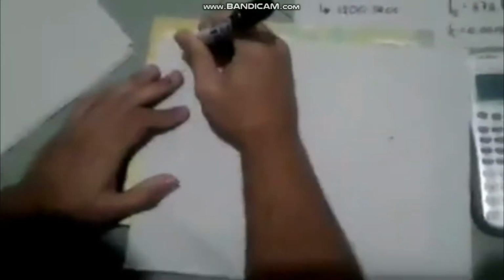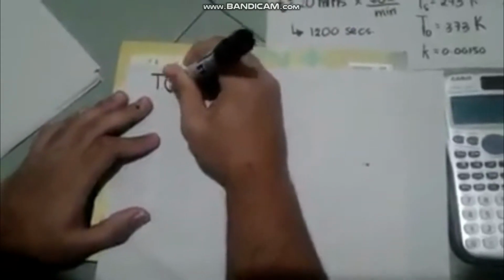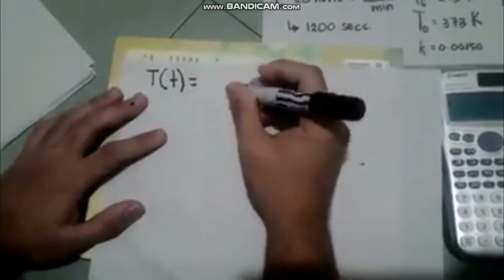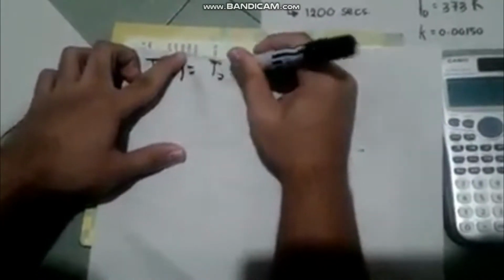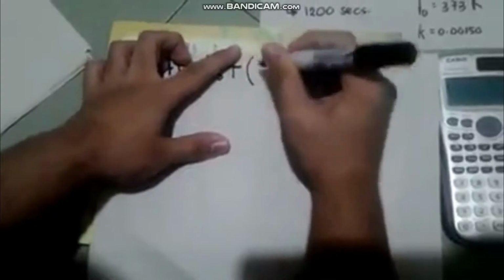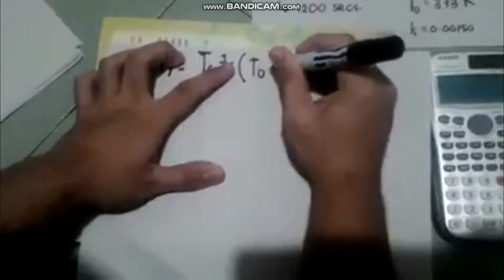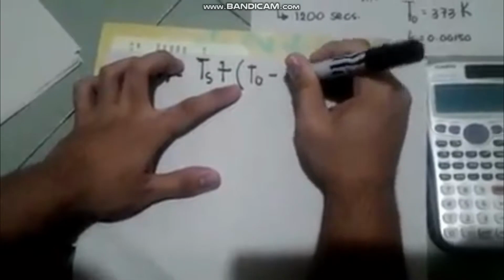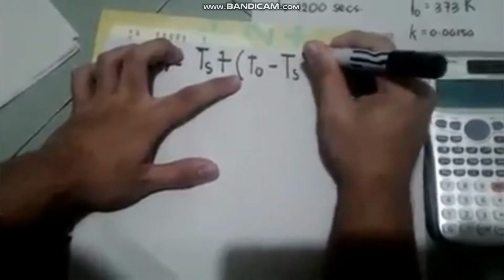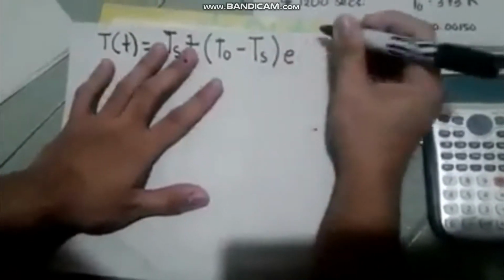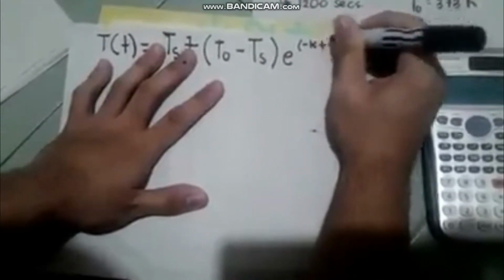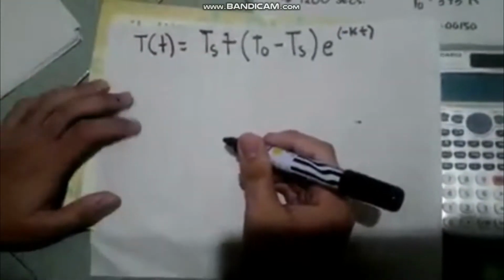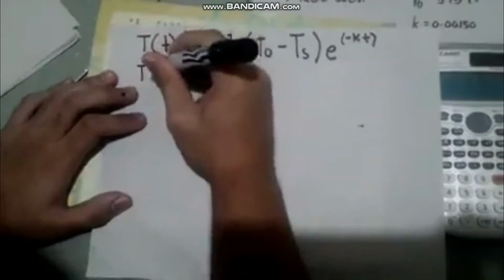So the formula is equal to the surrounding temperature plus the quantity of the object temperature minus the surrounding temperature, times e raised to negative k times t, which is the time. Then substitute the values.